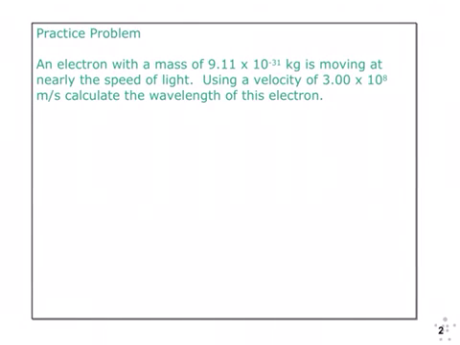So let's practice using this equation. It says an electron with a mass of 9.11 times 10 to the negative 31st kilograms is moving at nearly the speed of light. Using a velocity of 3 times 10 to the 8th meters per second, calculate the wavelength of this electron. So all we have to do is use this formula where wavelength equals h, Planck's constant, over mass times velocity.